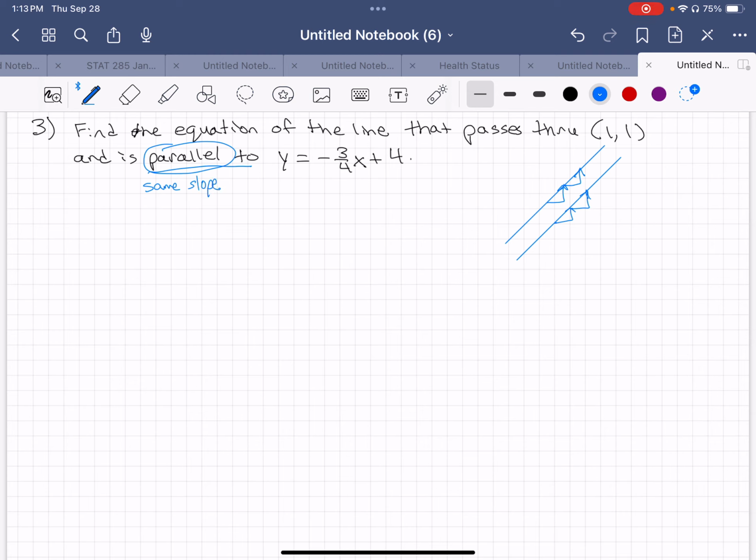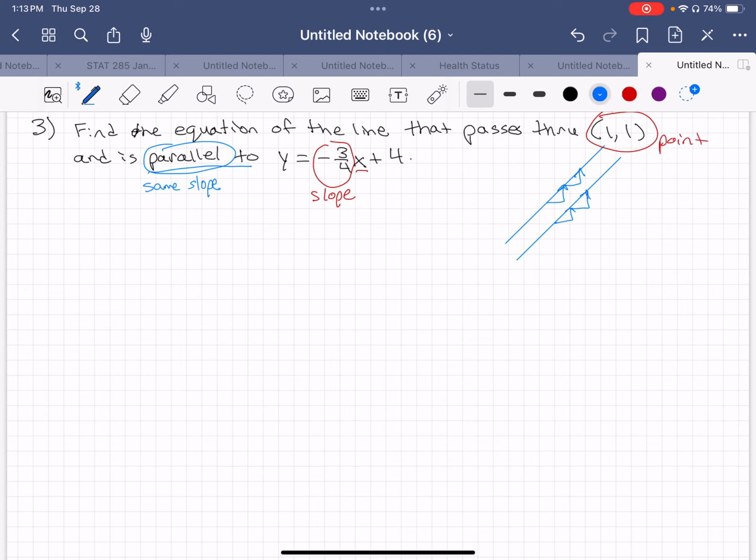So to work this question, I identify what is the slope in my equation. Slope is the coefficient on the x, so that is negative 3/4. If I want a parallel line, I need to have the same slope. So they've told me my slope and a point.